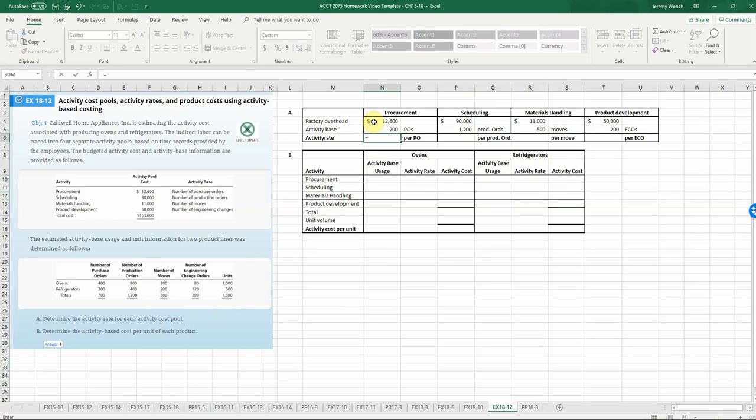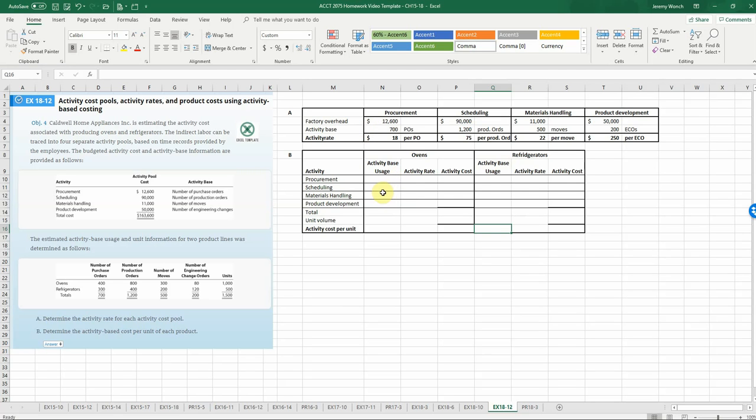So now we just divide our cost by our activity base. So we have $18 per purchase order, $75 per production order, $22 per move, and $250 per engineering change order. So that takes care of part A. And then part B, now that we know our activity rate for each one of these activities, now we need to apply that to each one of the products.